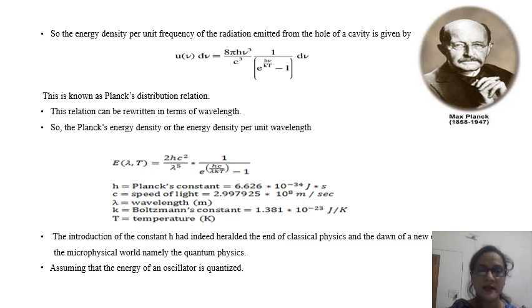So the energy density per unit frequency of radiation emitted from whole of a cavity is given by this expression. This is known as Planck's distribution relation. This relation can be rewritten in terms of wavelength. So, the Planck's energy density per unit wavelength can be written as, here h is Planck's constant, c speed of light, lambda wavelength, k Boltzmann constant, these are the values, and T temperature in Kelvin.